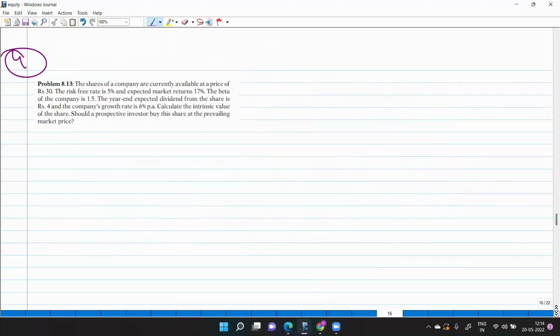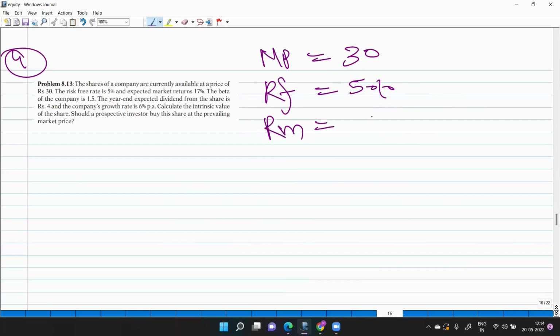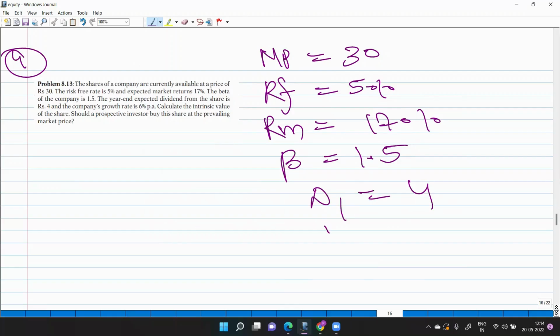Now let's move on to the fourth question for the day. The shares of the company are currently available at a price of 30. The market price of the share is 30. Risk-free rate is 5%. Expected market return is 17%. The beta of the company is 1.5. The year-end expected dividend from a share, meaning D1 is given as 4, the growth rate is given as 6. Everything is given, so what do I have to find? The value.